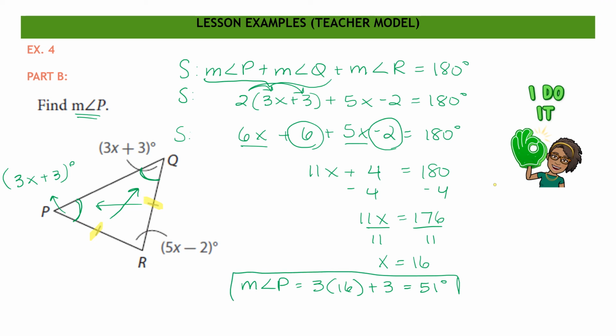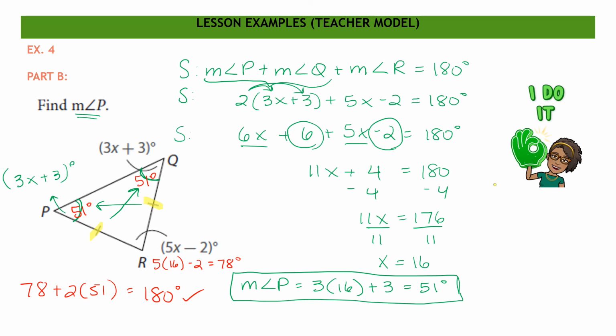But how do I know for sure that angle P is 51 degrees? Well, I already know that angle P and angle Q share the same measure, so that's 51 degrees, and this one is 51 degrees. We just now have to find angle R. So 5 times 16 minus 2. 5 times 16, I know that's 80. 80 minus 2 gives me 78. And if I add 78 plus 2 times 51, well, ladies and gentlemen, that's going to give me 180 degrees. So that's how I know that angle P is 51 degrees.